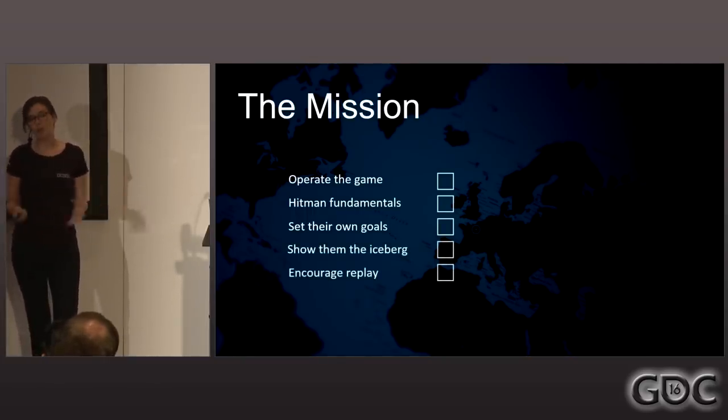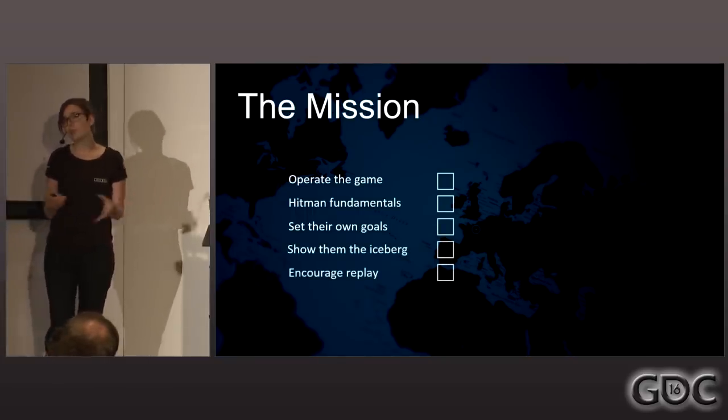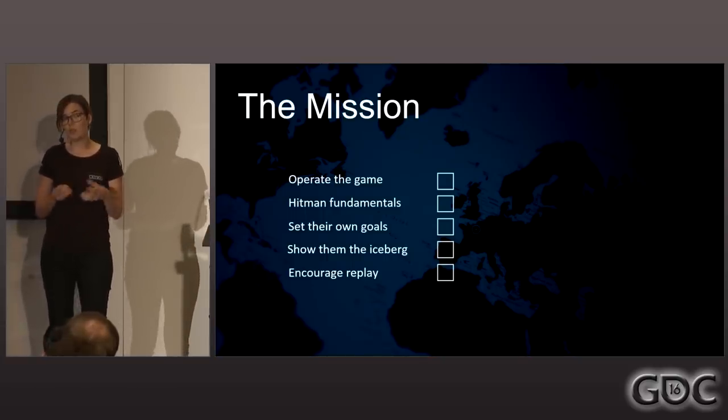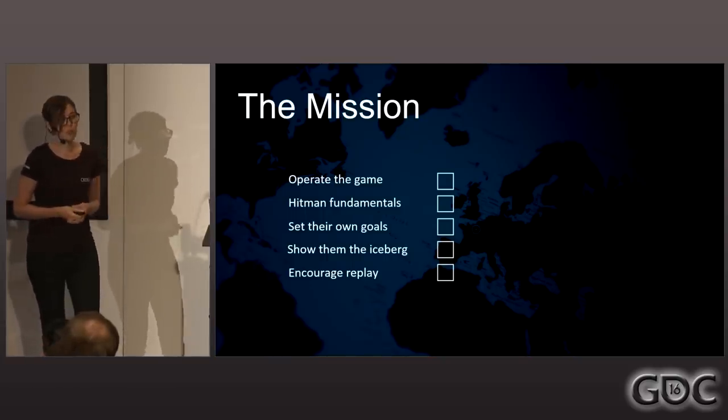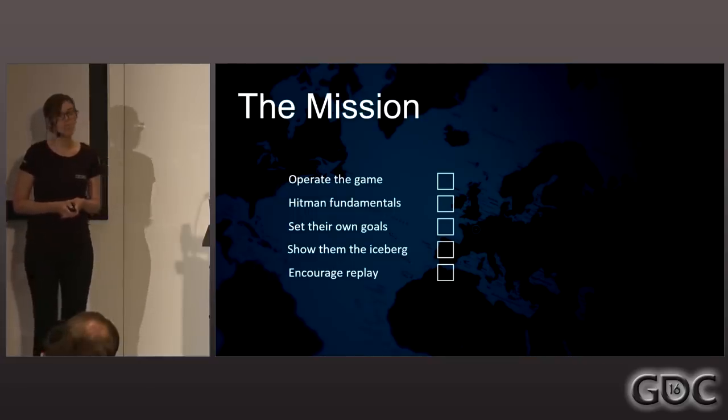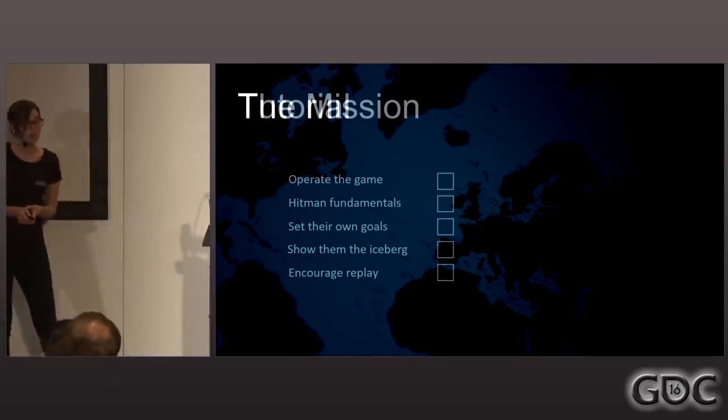And then the second part became, well, we need to show them the iceberg. We need to find a way to illuminate it. And we need to encourage replay while we do this. So yes, now Jakob is going to talk a little bit about the tutorial.